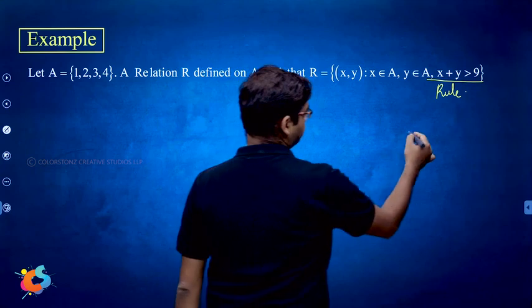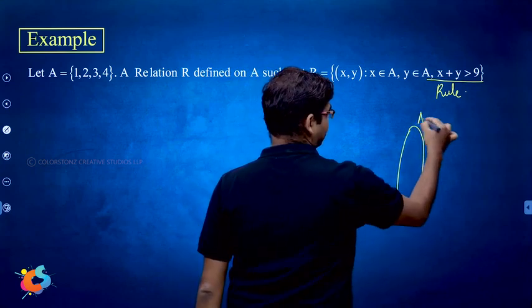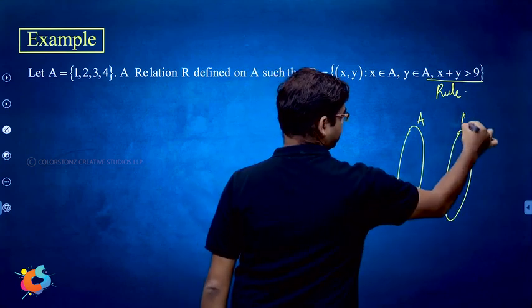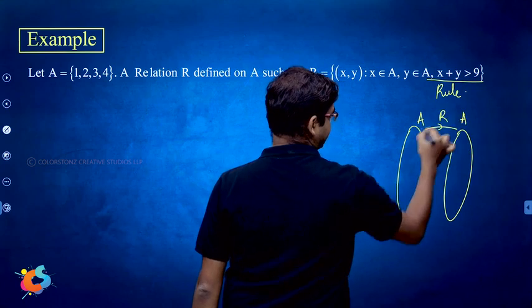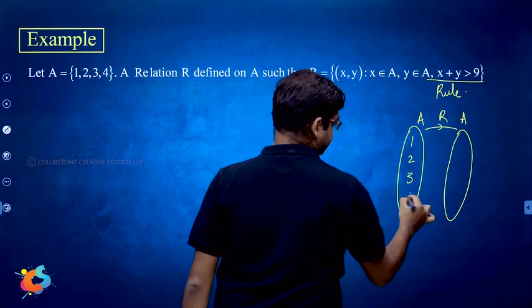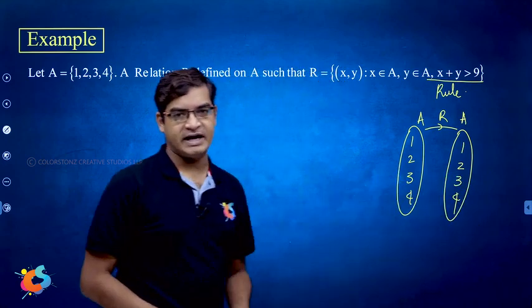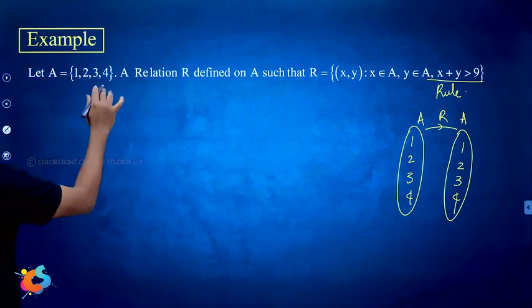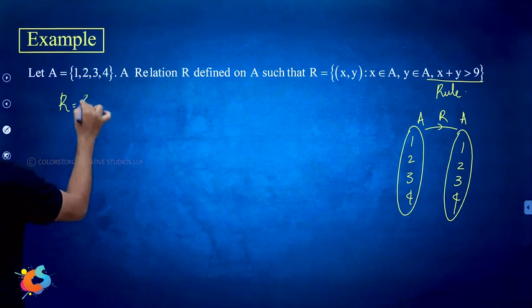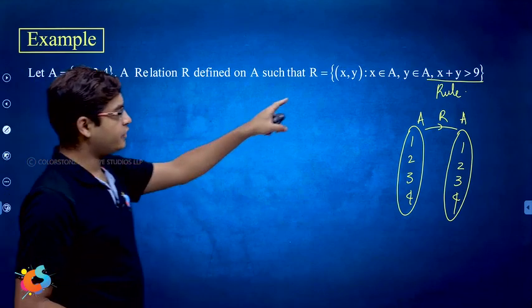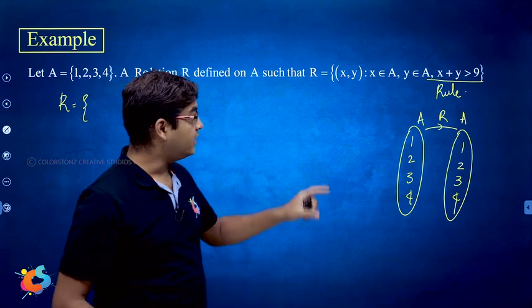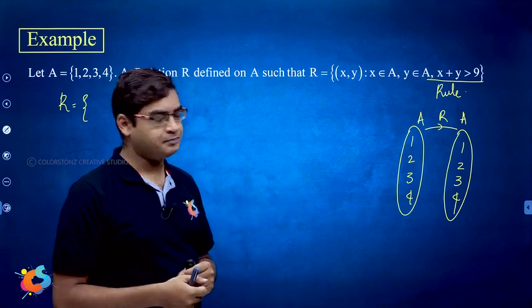Okay. So this you can do in rough if you want, but if it is not needed, then you can skip it as well, because even the boards do not ask for this mapping diagram. Okay. So here we are writing the same relation in roster form. So here what are all the ordered pairs that can come? X plus y should be greater than 9.